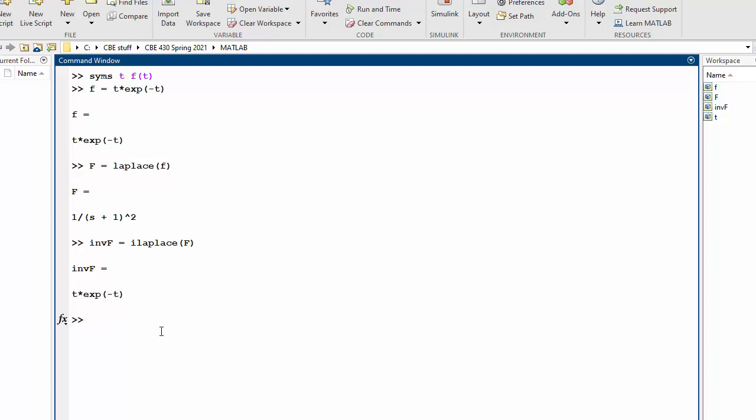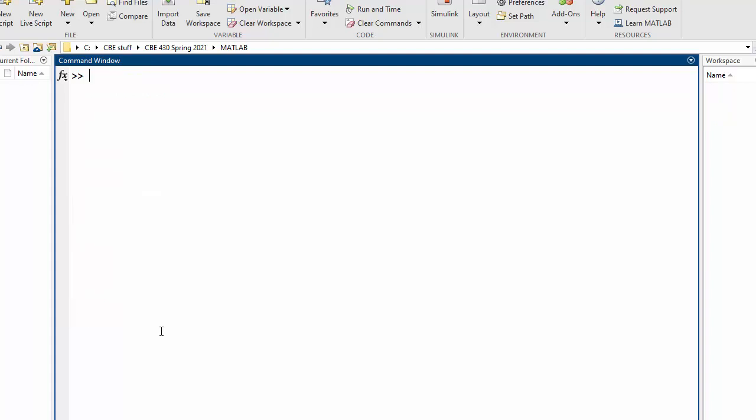We can also use Laplace transforms to solve ordinary differential equations. Let's again define a symbolic variable t, and this time a function y(t). We also need a variable representing the derivative of y. I'll call it dy/dt, and I'll tell MATLAB that this is the derivative of y with respect to t. We can use the diff command to define higher order derivatives as well.